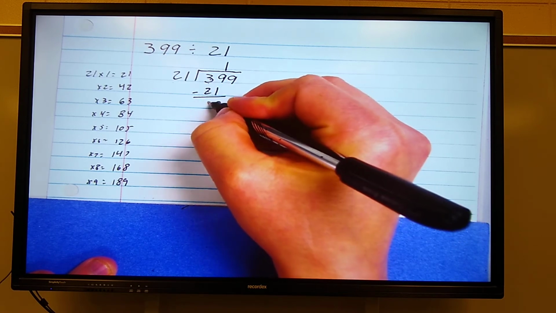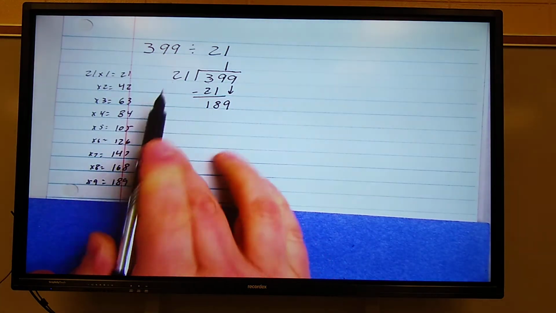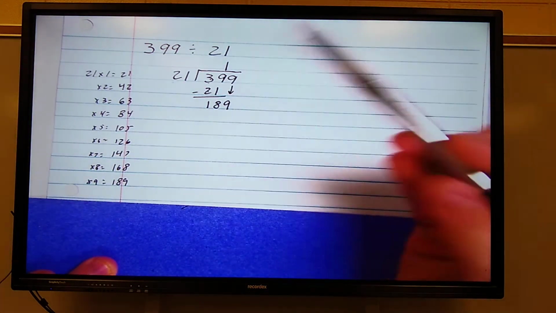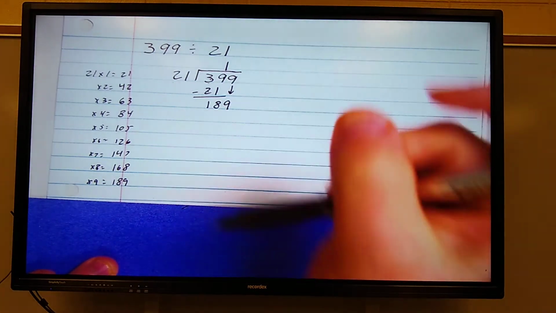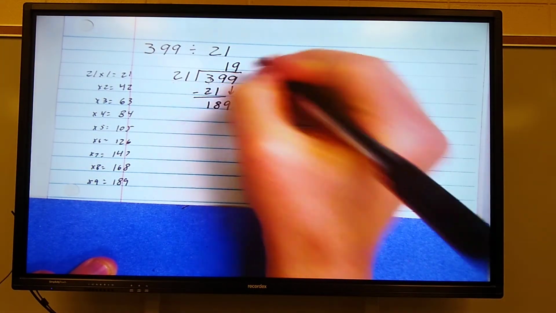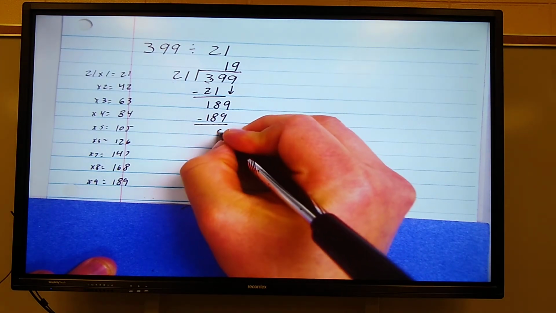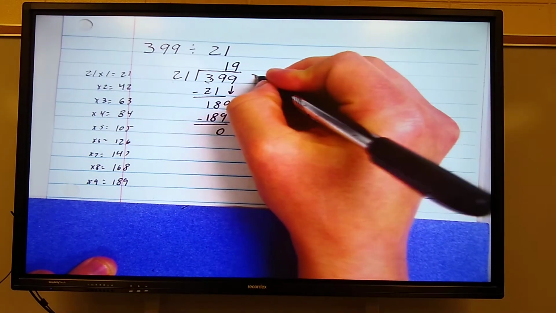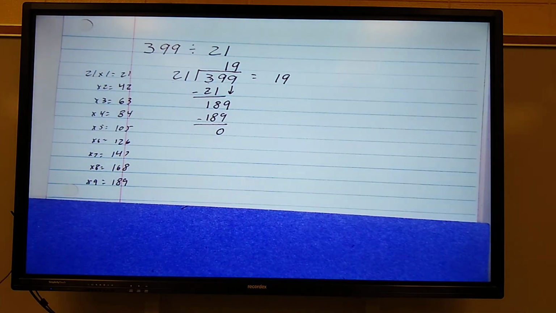3 minus 2 is 1. Bring down the 9. Can 21 go into 189? Yes, it can. How many times? All the way to the bottom, 9 times. 9 times 21 is 189. Subtract. No remainder. Our quotient is 19. Very good, if you got 19.